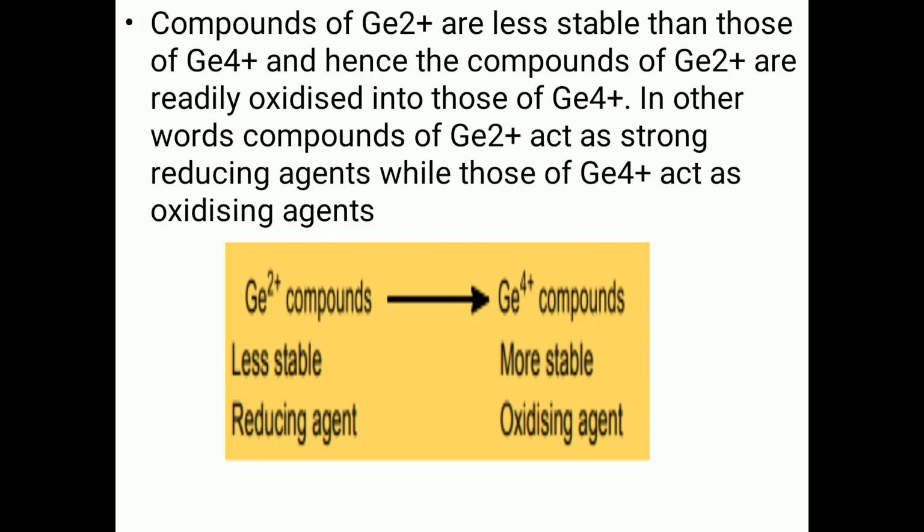Compounds of germanium 2 are less stable than those of germanium 4, and hence the compounds of germanium 2 are readily oxidized into those of germanium 4. In other words, compounds of germanium 2 act as strong reducing agents while those of germanium 4 act as oxidizing agents.